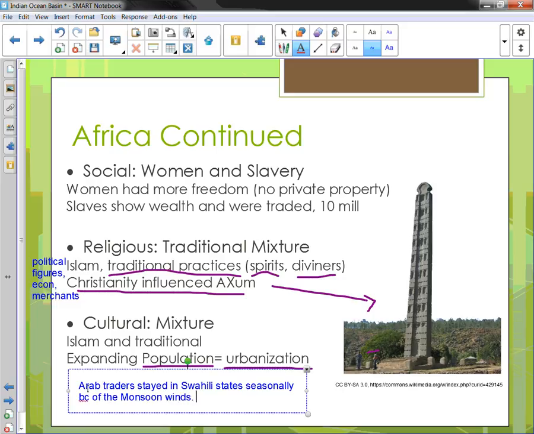The monsoon winds are what make the Indian Ocean basin run. They are very important. The most valuable player in the Indian Ocean basin. So what that meant was that Arab men often took African wives, or they took African women as families but didn't make them officially their wives, and that created a mixed people.